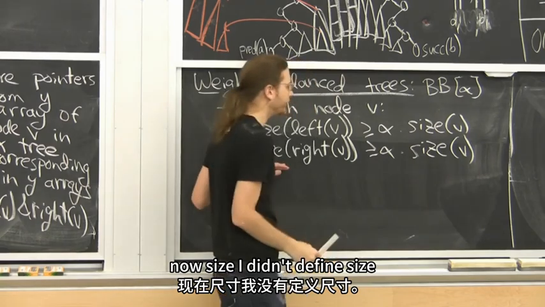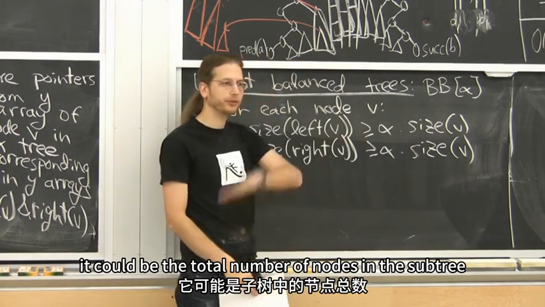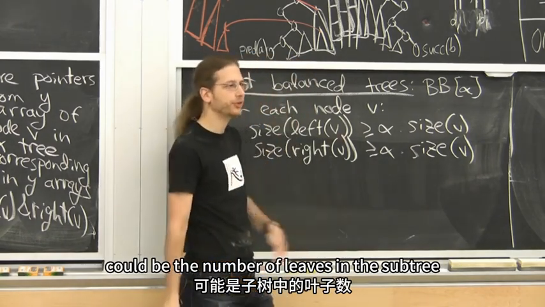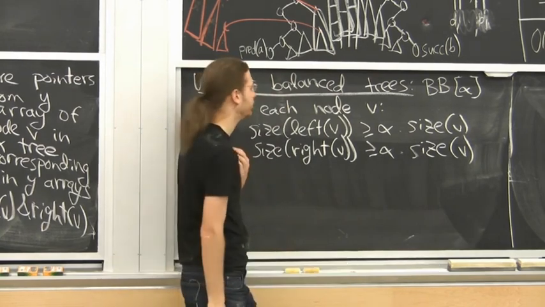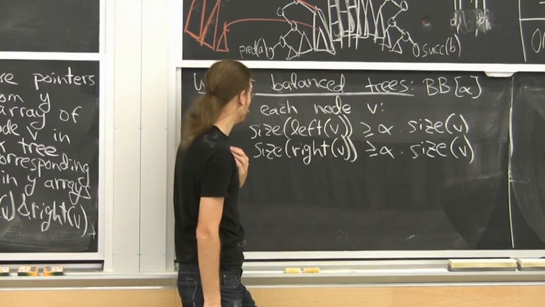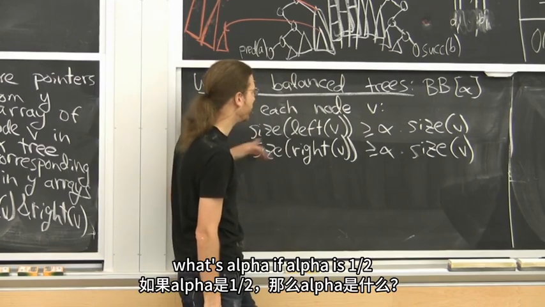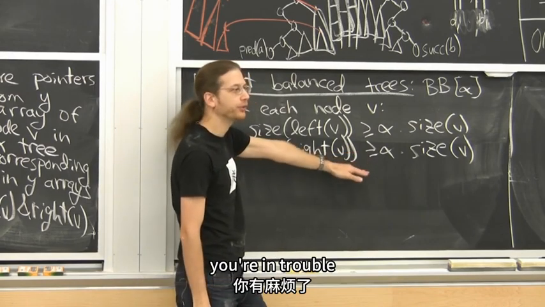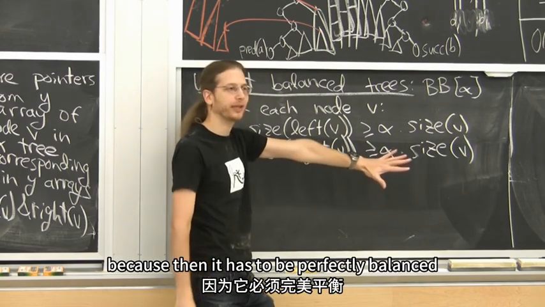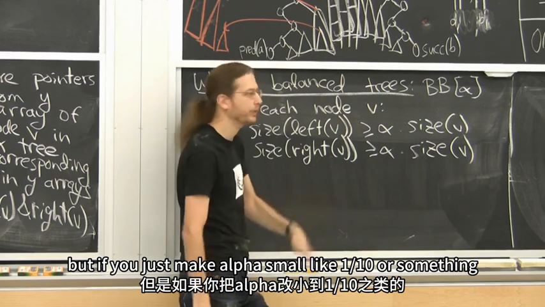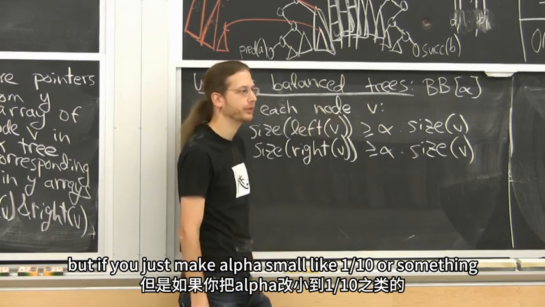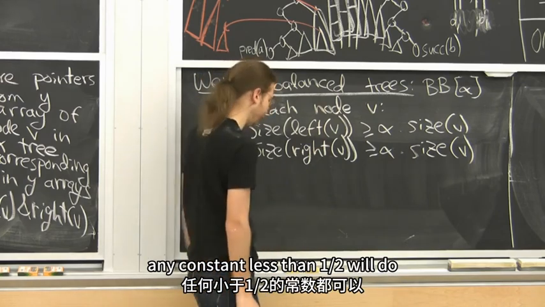Now, size, I didn't define size. It could be the total number of nodes in the subtree. It could be the number of leaves in the subtree. Doesn't really matter. What else? What's alpha? If alpha is a half, you're in trouble because then it has to be perfectly balanced. But if you just make alpha small, like a tenth or something, any constant less than a half will do.